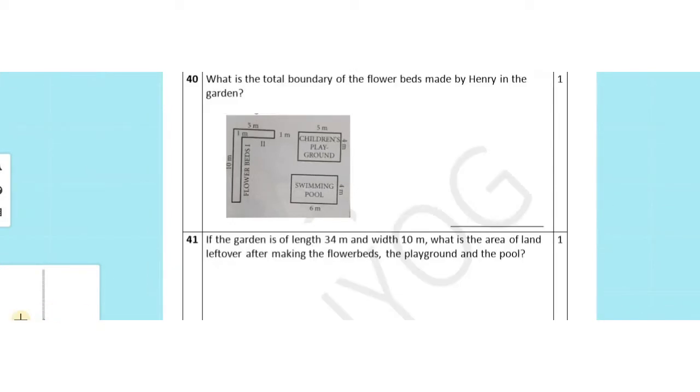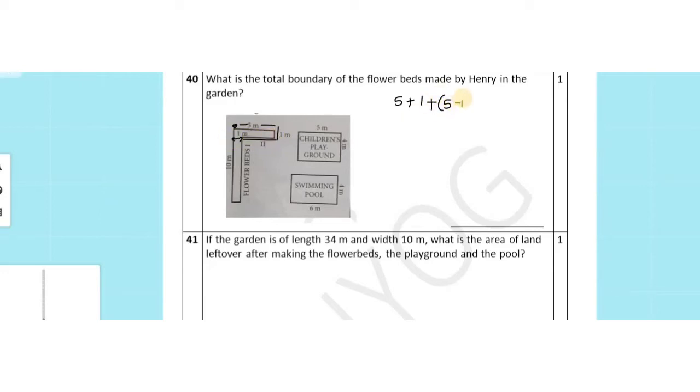In number 40, the total boundary of the flower beds has been asked. So, which means we have to find the perimeter around the flower beds. So, we start from one point and we go in the clockwise direction. 5 plus 1 plus 5 minus 1. So, this is 5 minus 1 because we are subtracting 1 meter width from the left hand side.